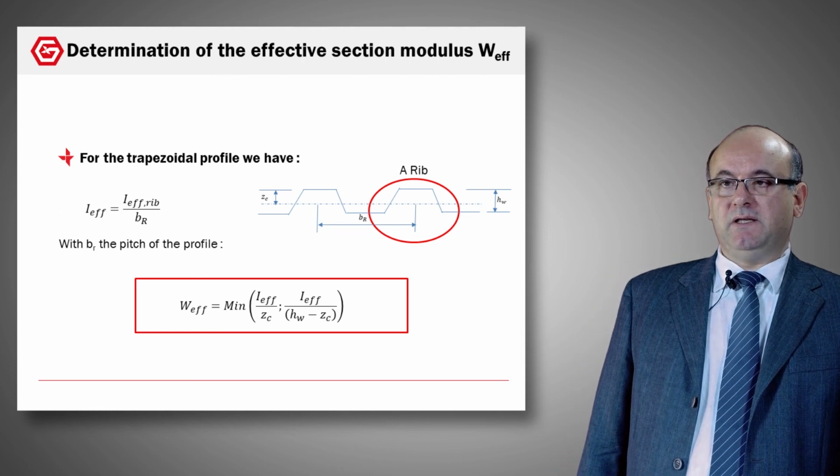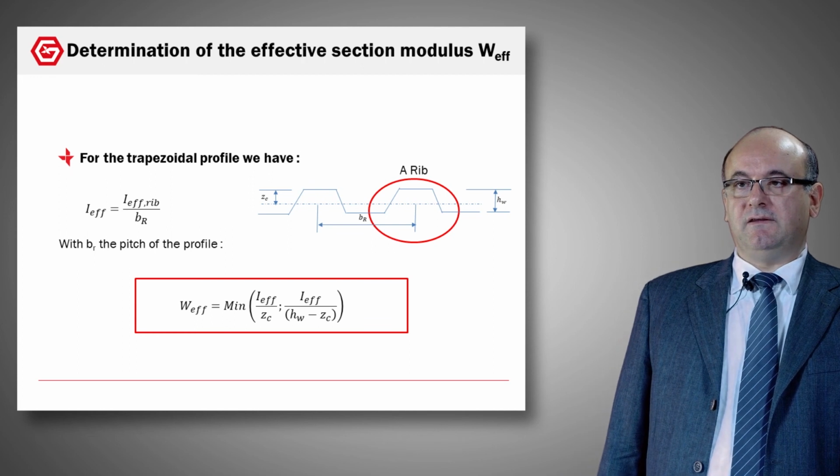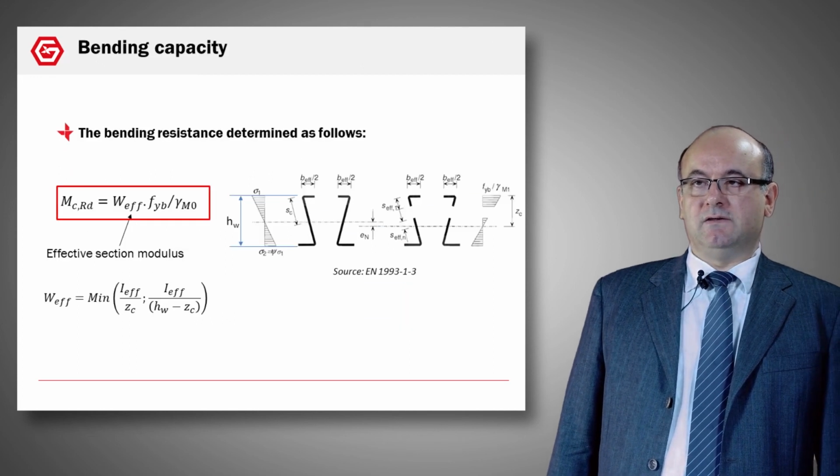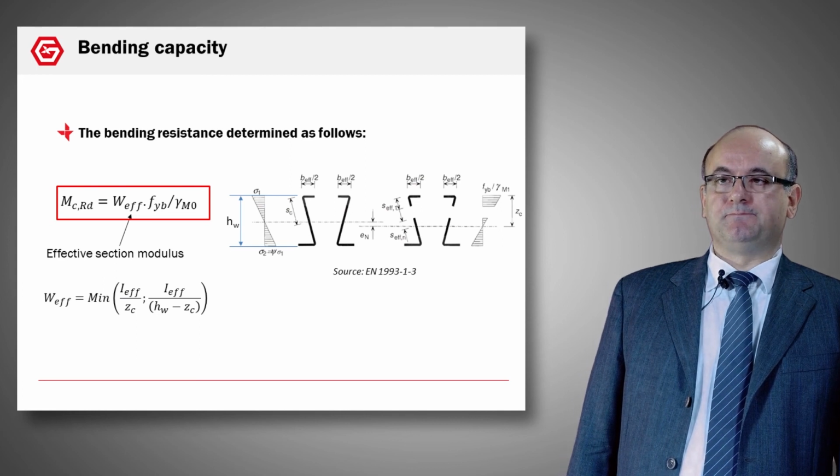W effective is the minimum of the effective inertia divided by ZC, or the effective inertia divided by HW minus ZC. ZC is equal to E and this C.